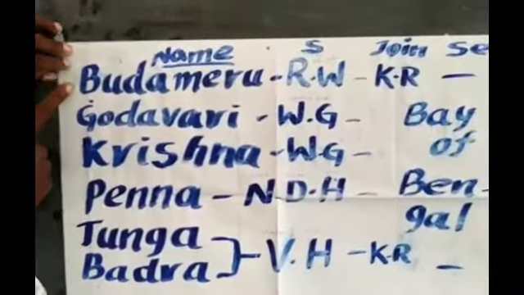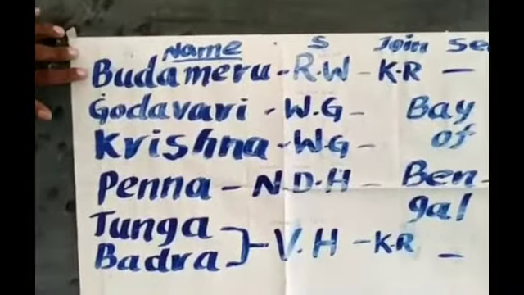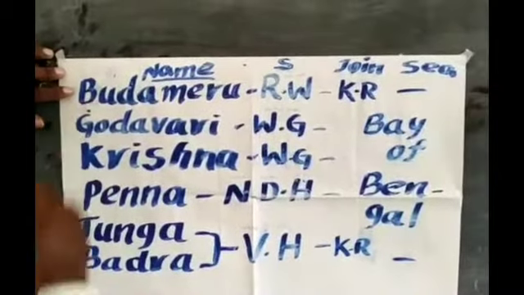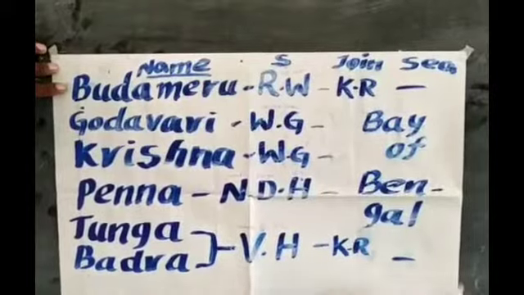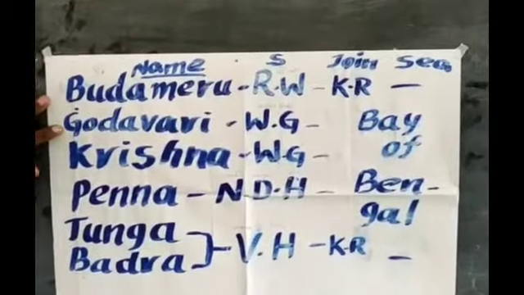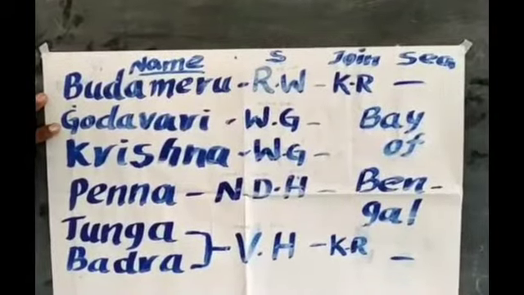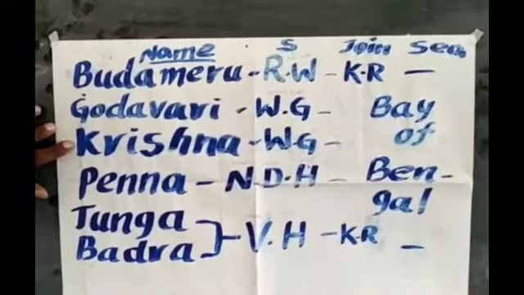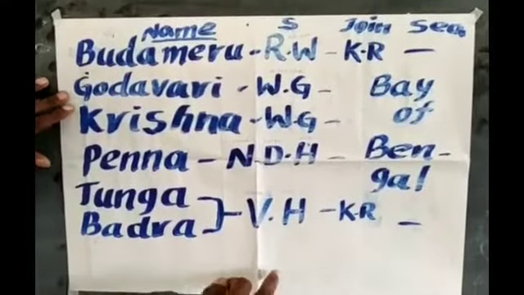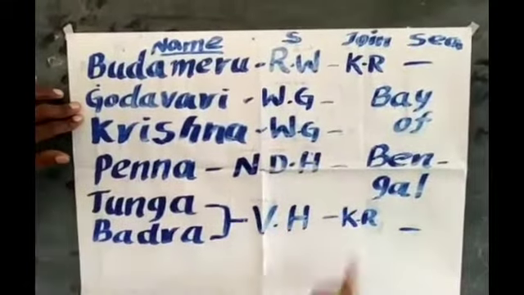Name of the river here: Budameru. What is the source of the river? Rain water only. It joins the Krishna river and finally mixes with the Bay of Bengal. And the Godavari starts from the Western Ghats, and the Krishna river also starts from the Western Ghats. It mixes with the tributaries and after that mixes into the Bay of Bengal.